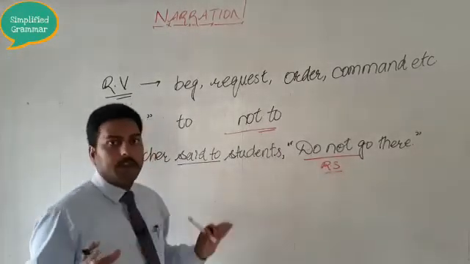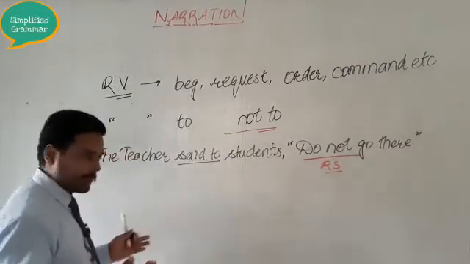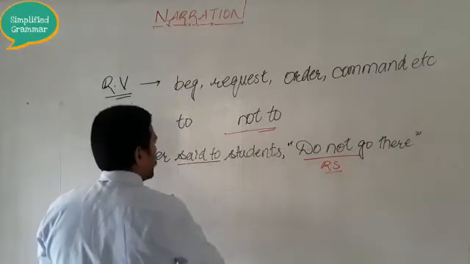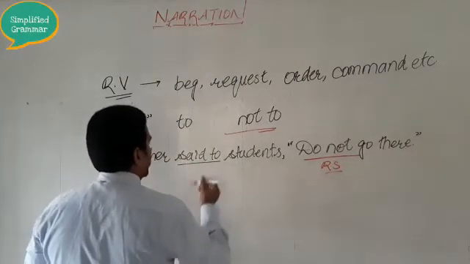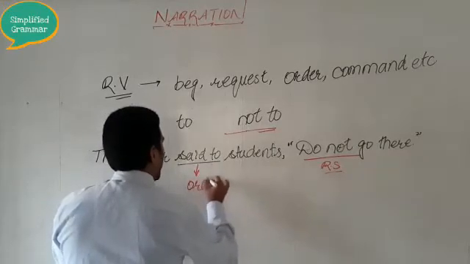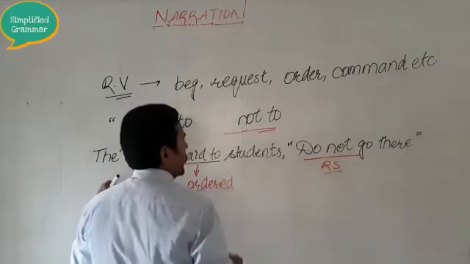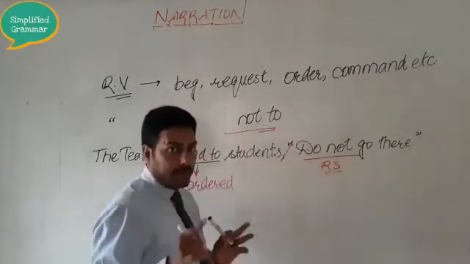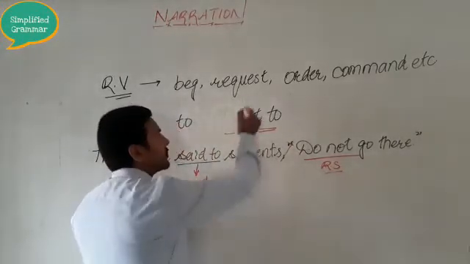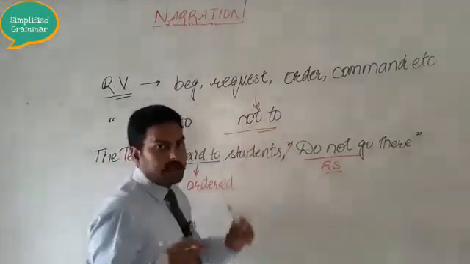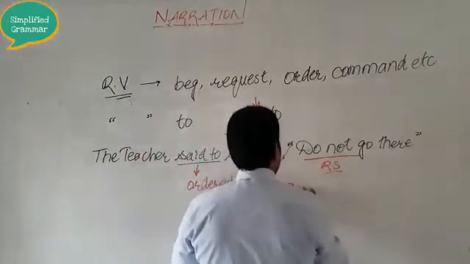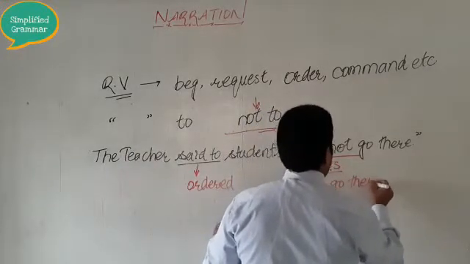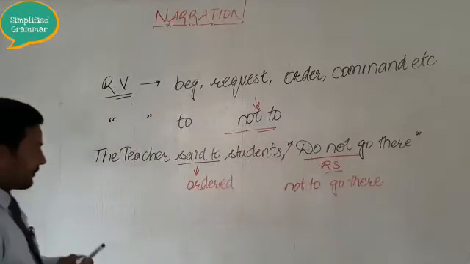Actually, usually what does a teacher do? Usually the teacher orders. So in the place of said to, the teacher ordered students. So you need to remove the double inverted comma. In order to remove the double inverted comma here, you need to use not to. Why? Because this is a negative imperative. So you will use here not to go there.